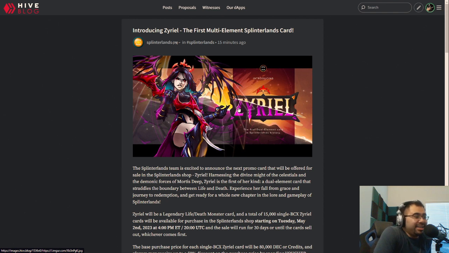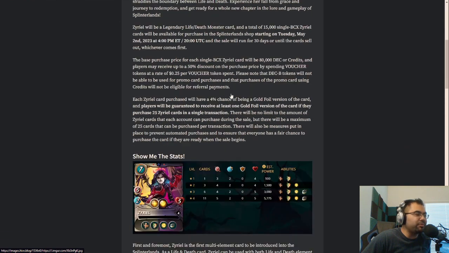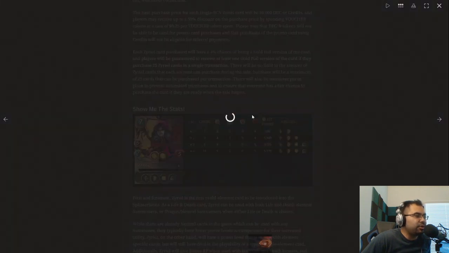All right, guys, we have it, the next promo card and the first dual element card in Splinterlands history. This is a monster card, not a summoner like I think many of us were anticipating, but nonetheless, still very exciting. Now, this is going to be a legendary life/death monster, and I say we jump down to the stats first because I think that's what people want to know first and foremost, and then we can get into the sale details. So here we go.